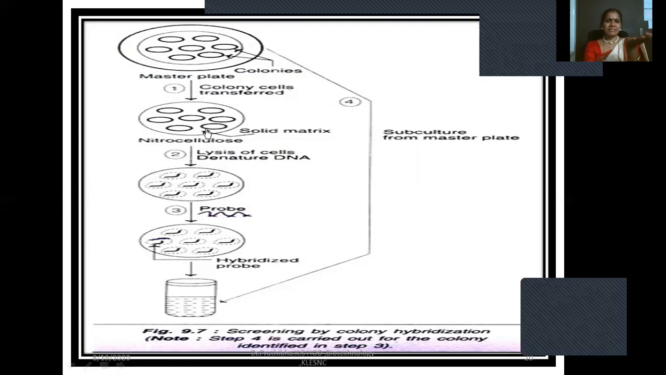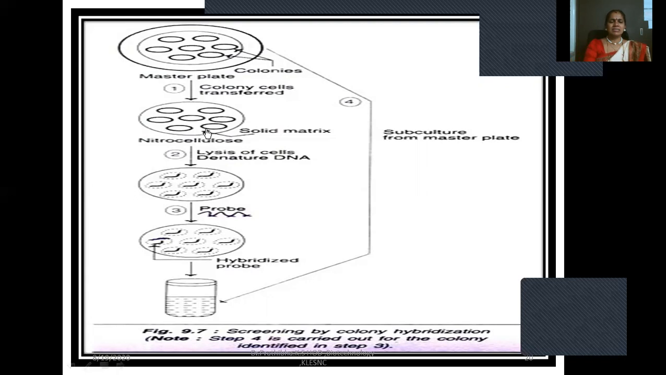For example, this is the culture plate or master plate. To this, we are going to touch a wooden block which is covered with sterile velvet. This wooden block will be touched to the master plate and transferred to the nitrocellulose membrane or nylon membrane. To the nylon membrane, this wooden block will be touched onto the solid matrix.